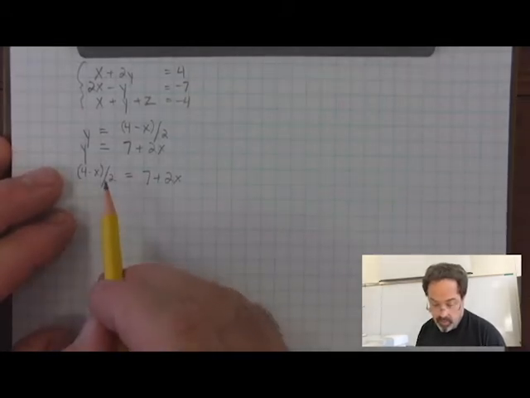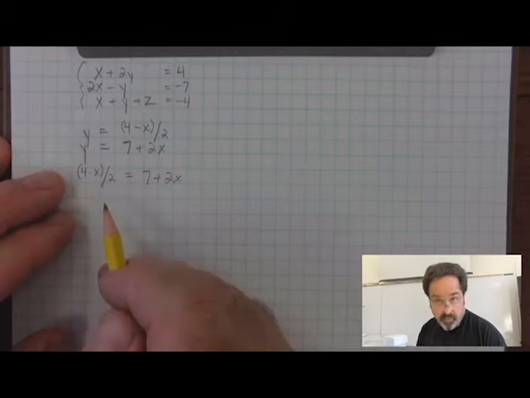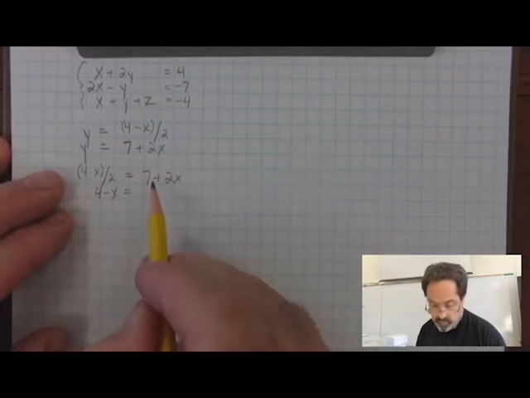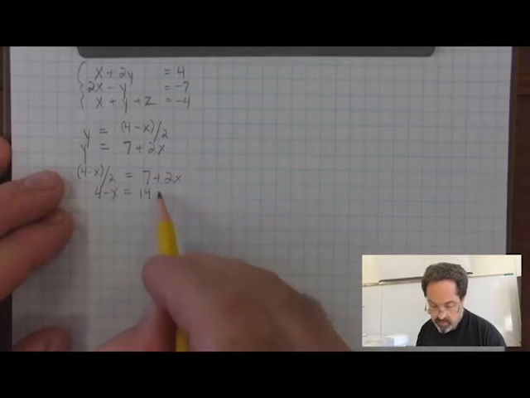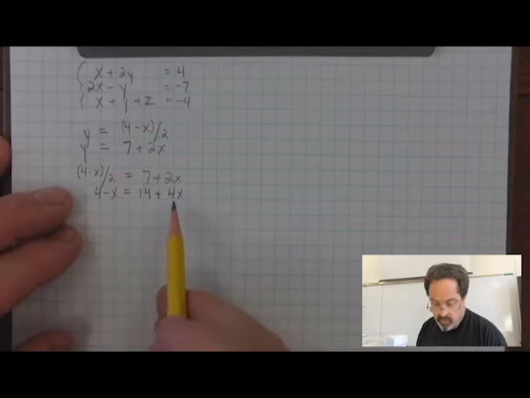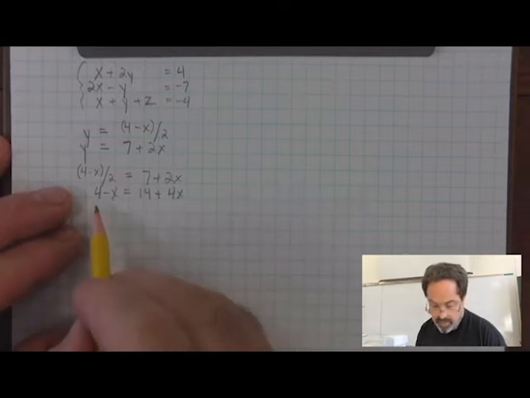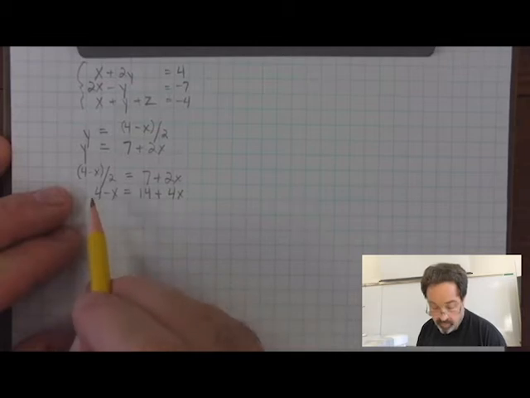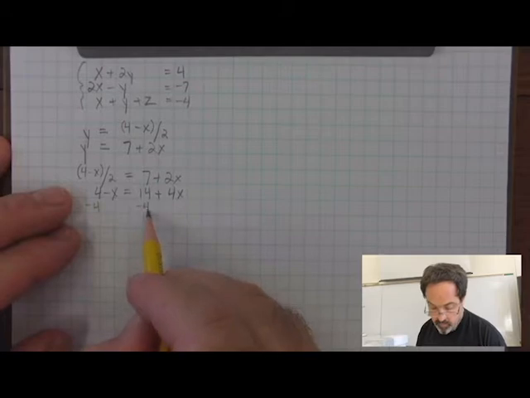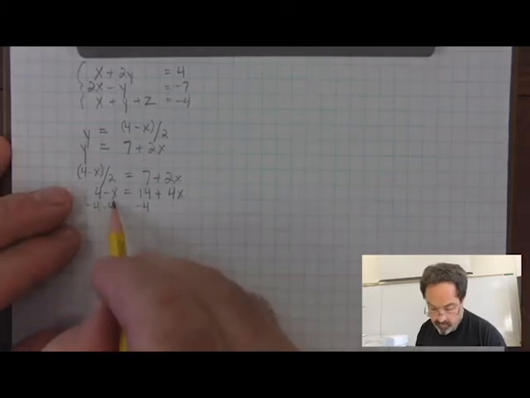I'm going to undo divided by 2 by multiplying both sides by 2. When I do, I get 4 minus x is equal to 2 times 7 is 14, plus 2 times 2x is 4x. I'm going to subtract 4x from both sides and subtract 4 from both sides. Let me make a note of that. Minus 4 and then minus 4x.